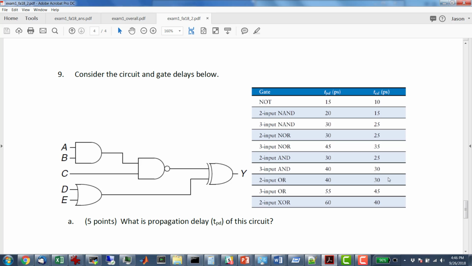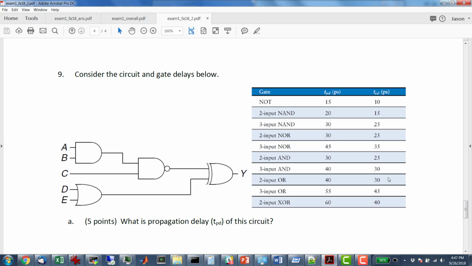right? If you start with C, you're just going to go through 20 plus, you go through this gate, and then this gate. So that's 20 plus 60, that's 80, right? And if you start with D or E, that's going to go 40 plus 60, so that's 100. You guys with me? So you're going to pick the longest one because this is the worst possible case. So this is the critical path. The critical path goes from A or B all the way through here to Y, right? And so the propagation delay of this whole circuit is 110 picoseconds.